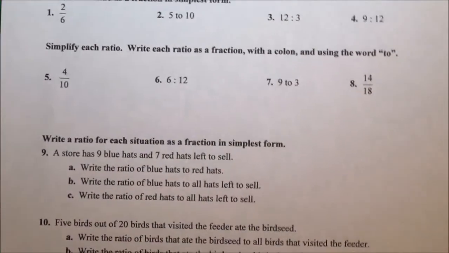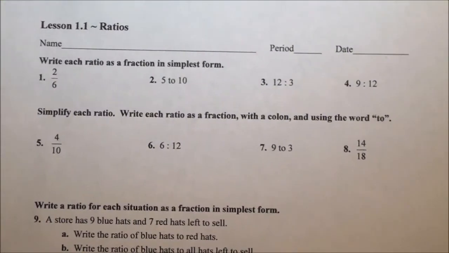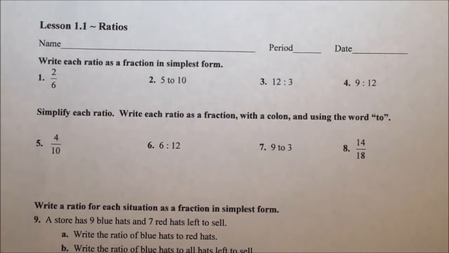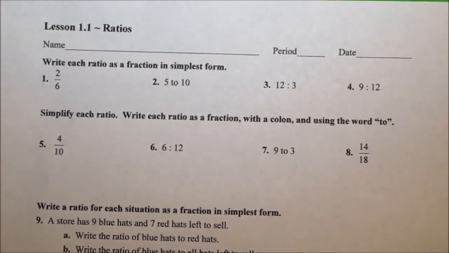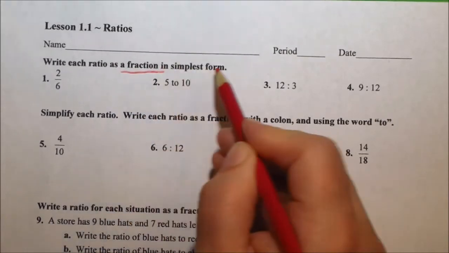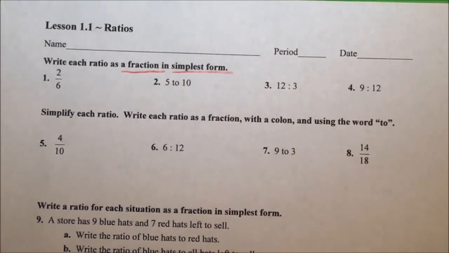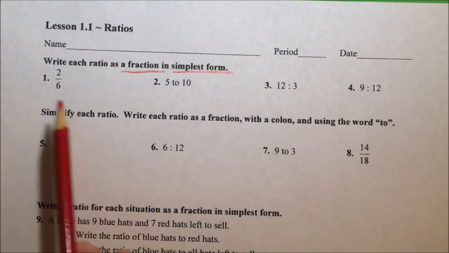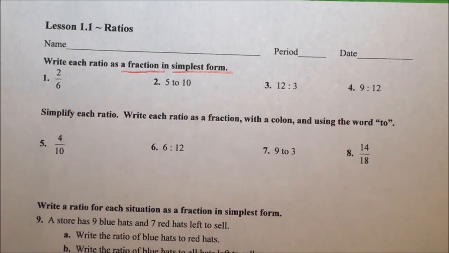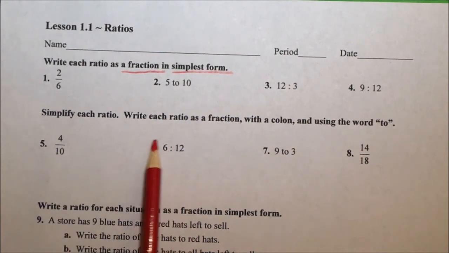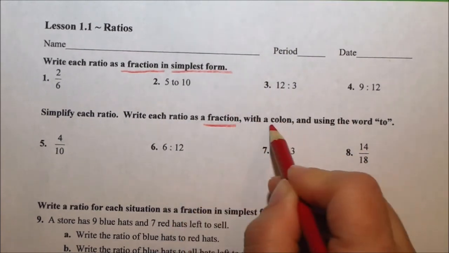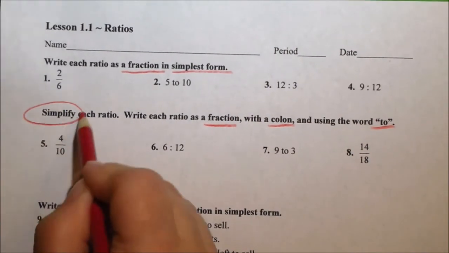Let's take a look at your worksheet. The worksheet is very similar to what we did in our notes and practice problems. So this top part here is simply write each ratio as a fraction in its simplest form. It's not asking you to do it in all 3 ways. It's just saying whatever you see here, write it as a fraction and make sure that it's in its simplest form. Now on this one, it says simplify each ratio and write each ratio as a fraction, a colon, and using the word to make sure they're simplified.